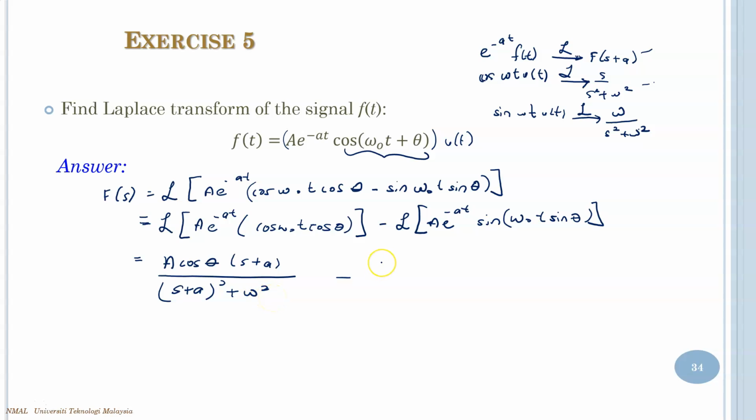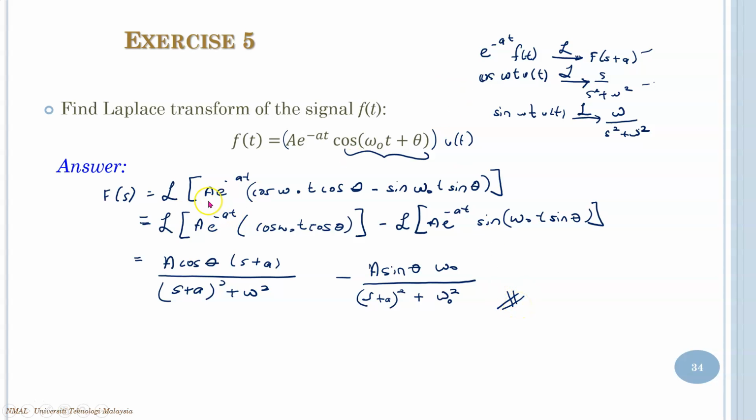Similarly for this side, you take out the sine theta, and for sine omega t, the numerator should be omega. The omega here is actually omega naught. At the denominator, s squared plus omega squared, but s here you should add a because of the frequency shifting property. So it should be s plus a, then only squared. You plus with a first, then only square. Sorry, this one should be omega naught. So this is basically your answer for this question.